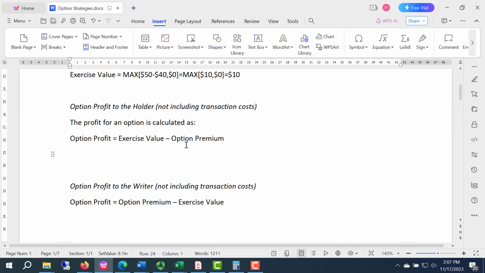So let's take a look here. And I'll give you a little example. So let's say that we have a call option with an option premium of $3.50, and the current price of the stock is let's say $70, and the exercise value is $65.